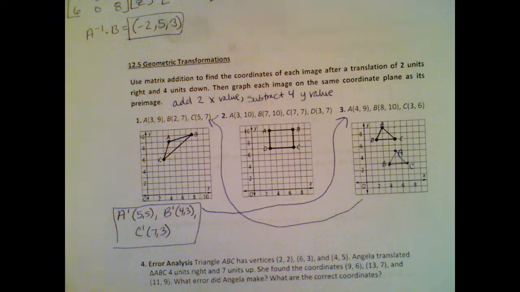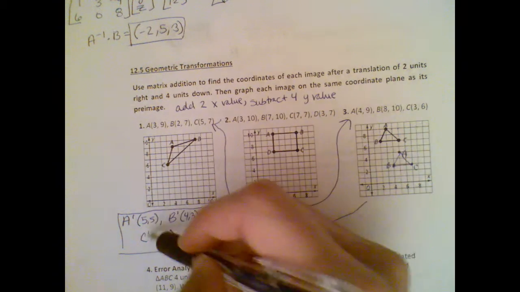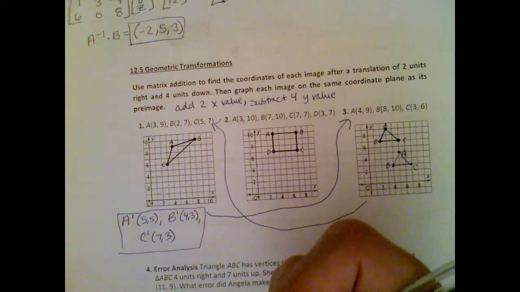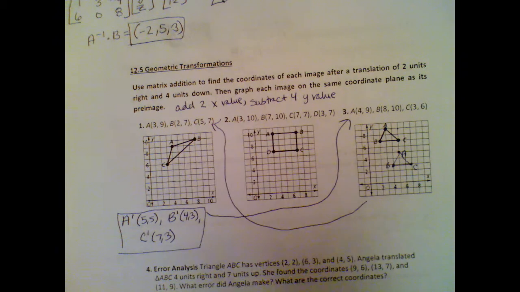Those would be our new coordinates. And this little tick mark just means that those are the new coordinates of our new image if we moved it to the right 2 units and then down 4 units.